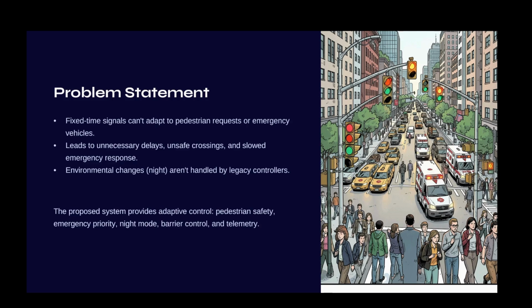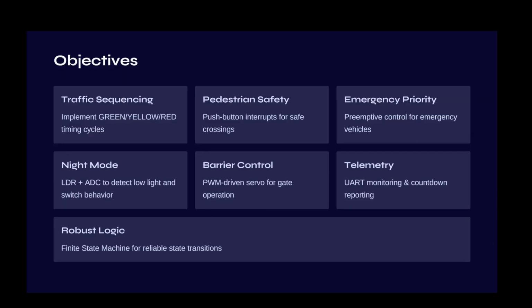Problem statement. Conventional traffic lights work using fixed timings. They cannot detect pedestrians waiting to cross, cannot prioritize emergency vehicles, and cannot adapt to changing environmental conditions like day and night. These limitations increase traffic congestion and delay emergency services. Our goal was to design a smart traffic controller that overcomes these problems by making intelligent decisions based on sensor inputs and user requests.